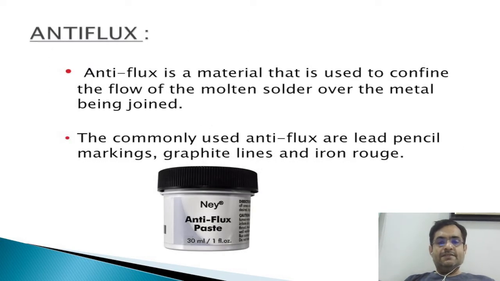Next is the antiflux. Antiflux is a material that is used to confine the flow of molten solder over the metal being joined. The commonly used antifluxes are lead pencil markings, graphite lines, and iron rouge.